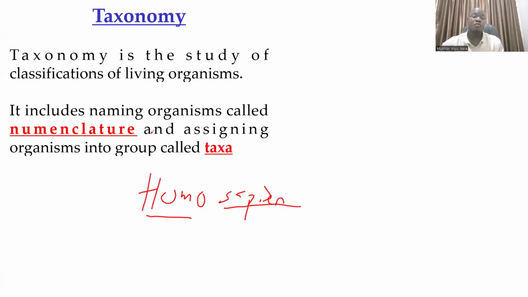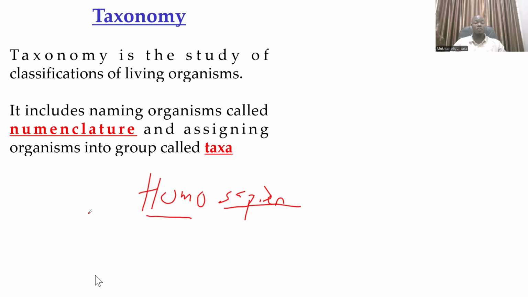Apart from nomenclature, taxonomy also includes assigning organisms into groups called taxa. According to these scientists, organisms can be assigned into groups, and each group is called a taxon. For example, we have reptiles. Reptiles are organisms that move by crawling, like the snake and the lizard. Because they have a similar way of moving, scientists can classify organisms based on their habitat, their nutrition, or their locomotion. For example, we have the taxon reptiles, because all the organisms under reptiles move by crawling. Therefore, taxonomy includes nomenclature and assigning organisms into groups called taxa.